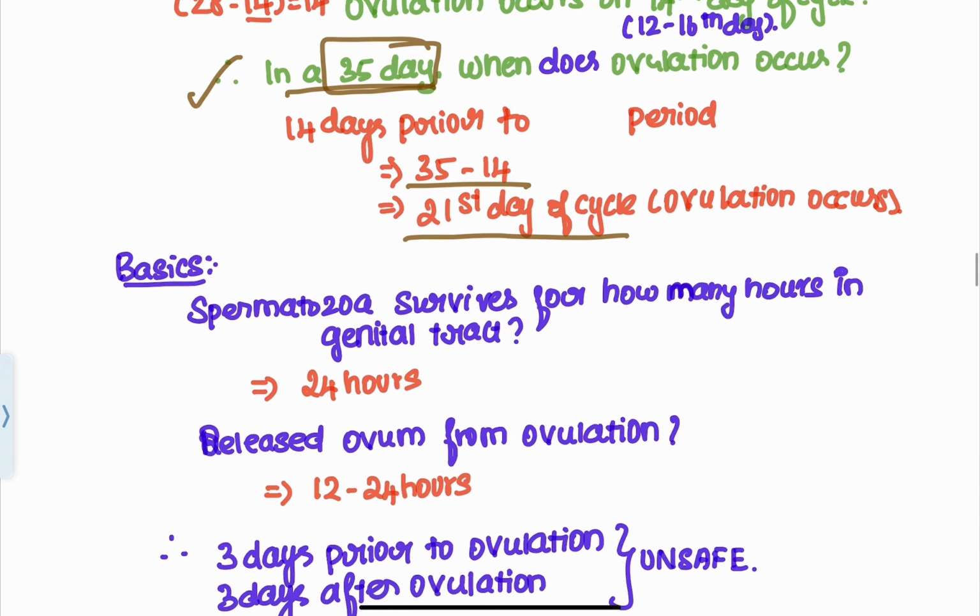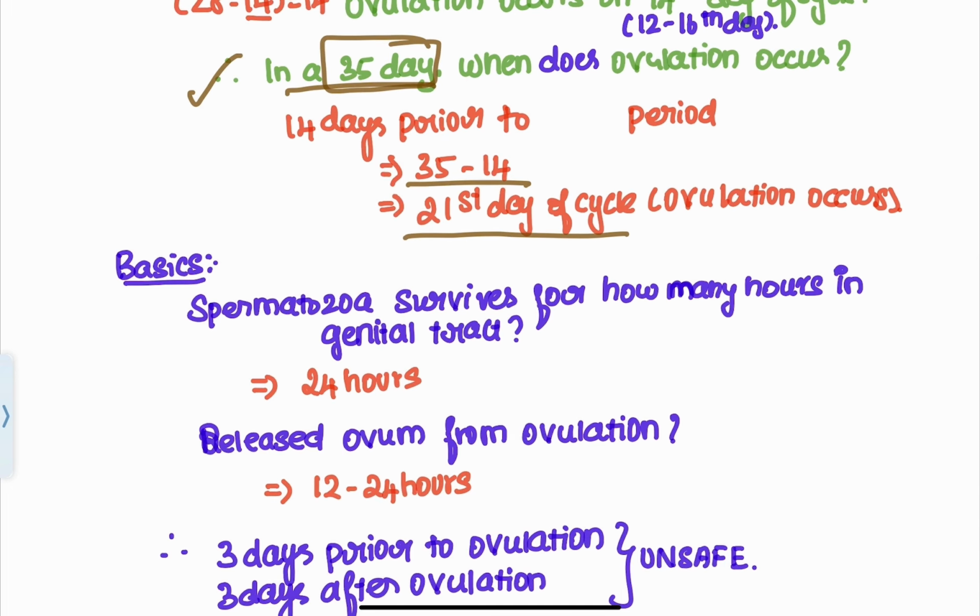So therefore, the female needs to be very much aware of the fertile period during her menstrual cycle. With respect to discussing the calendar method or the rhythm method, there are certain basics which we need to take into consideration. So what are those? We know that during the act of coitus, the male partner is going to deposit the spermatozoa in the vaginal canal of the female.